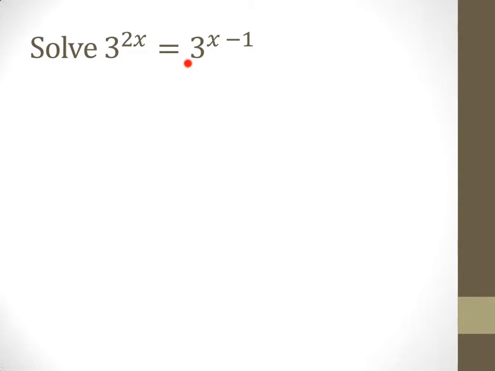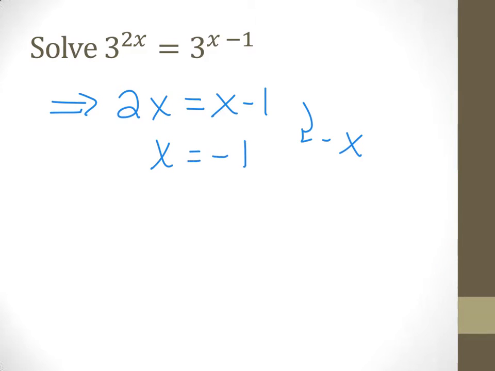You see an exponential on both sides. They do have the same base of 3, so that means we can go ahead and pull off those exponents. 2x is equal to x minus 1. Go ahead and subtract x from both sides, and you get x is equal to negative 1 as your solution. We can go back and check. Put a negative 1 in the left, you get 3 raised to the negative 2. Put a negative 1 on the right, minus 1 is negative 2, 3 raised to the negative 2, exact same thing. So your answer is x equal to negative 1.